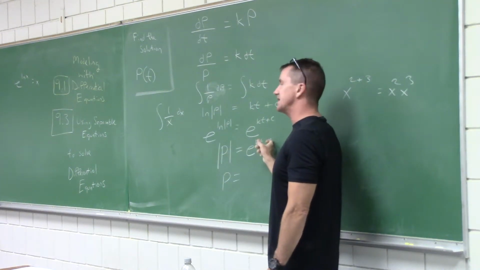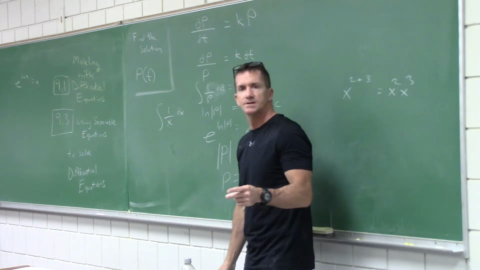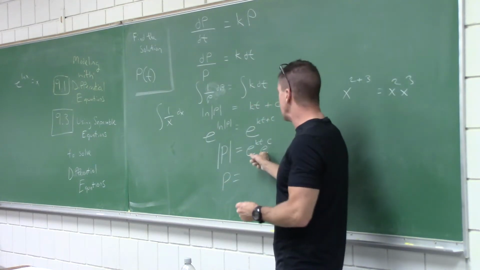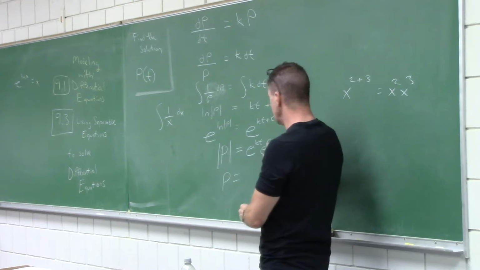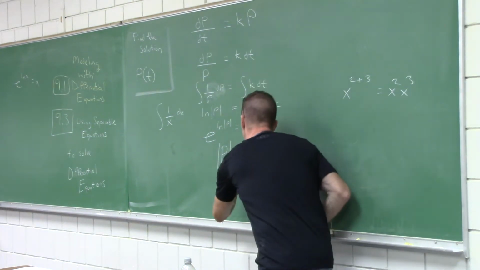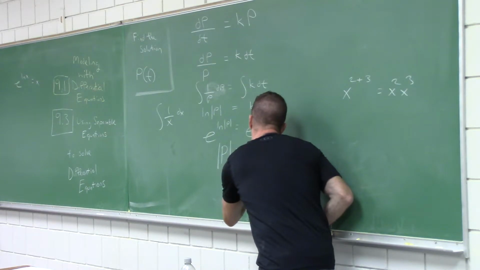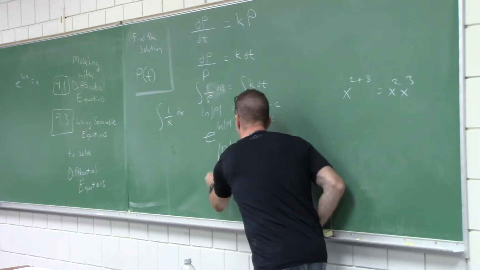e to a constant, can I just call that a constant? What is e? 2.71828, right? So 2.718 raised to a constant is just an unknown constant. So I'm going to call this letter C and put it in front of this. And we solved it. Now, I hope this looks familiar to you. Did you see equations like this in a pre-calculus course? A lot.